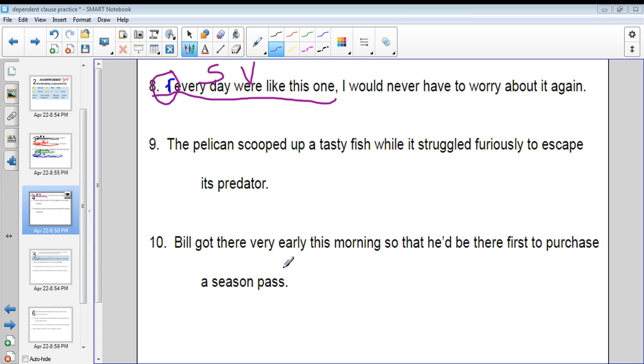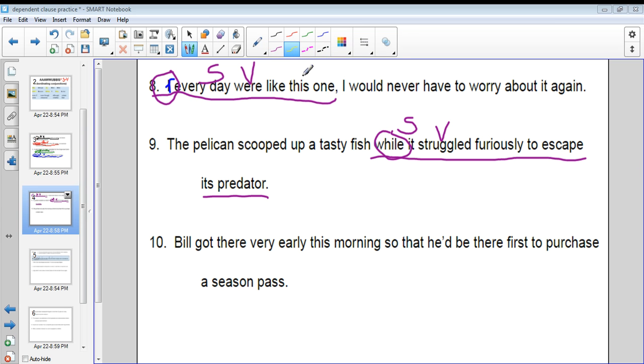The pelican scooped up a tasty fish while it struggled furiously to escape its predator. Okay, you're going to be looking for your subordinating conjunction. Underline it, the dependent clause once you find it, and label the subject and the verb. While is a subordinating conjunction that tells me where the dependent clause starts. While it struggled furiously to escape its predator. It is the subject. What did it do? It struggled.